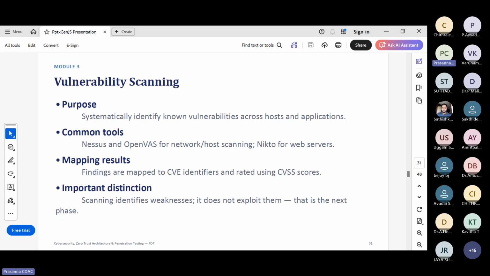Suppose you are using Windows and you come across a weakness which is not identified by anybody, or Windows itself has not identified, and it is a new weakness which you have identified.